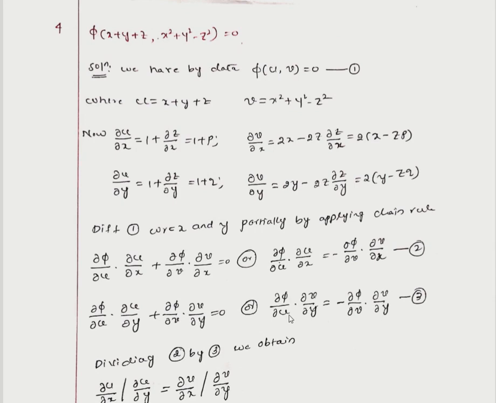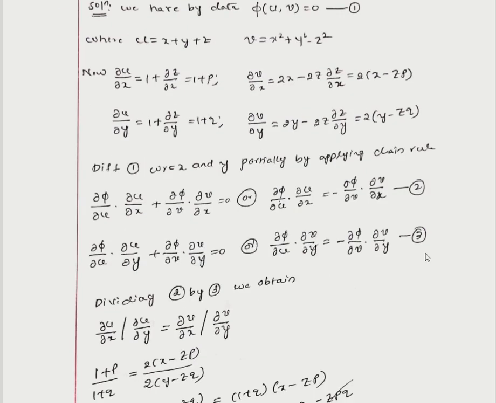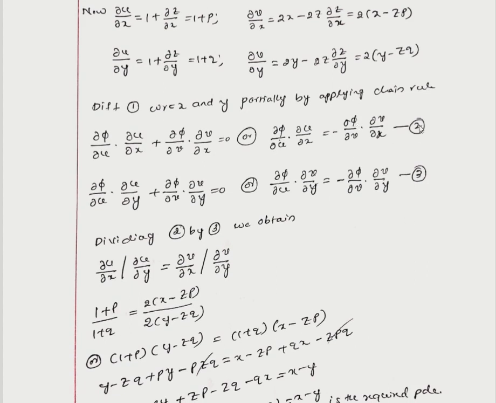Next, ∂φ/∂u × ∂u/∂y equals, shifting this term to the right side, it will become minus. Therefore, minus ∂φ/∂v × ∂v/∂y. That is equation 3. Next, divide 2 by 3. Here the terms ∂φ/∂u and ∂φ/∂v get cancelled. What is the remaining term? (∂u/∂x) divided by (∂u/∂y) equals, here minus minus get cancelled, ∂φ/∂v and ∂φ/∂v get cancelled, (∂v/∂x) divided by (∂v/∂y).